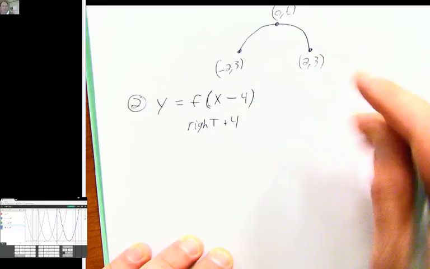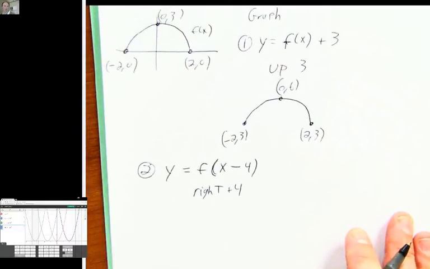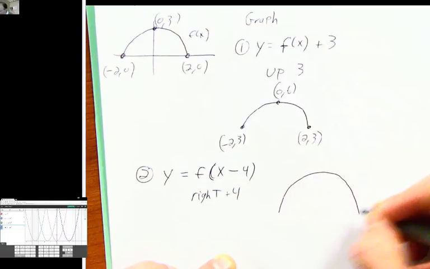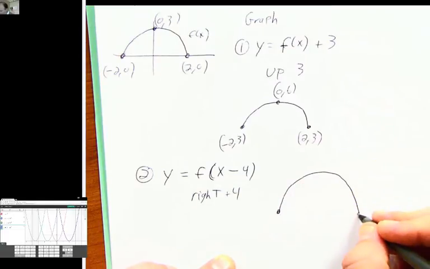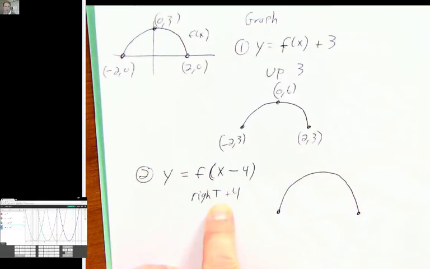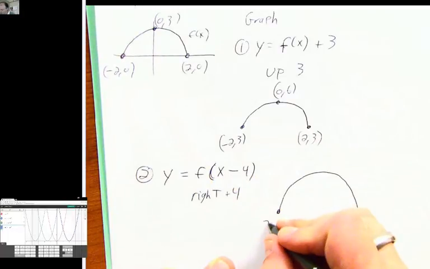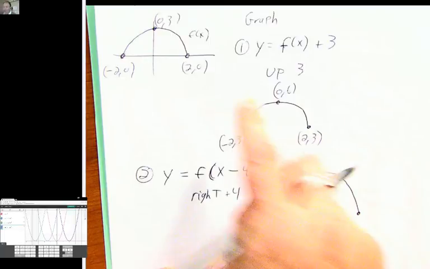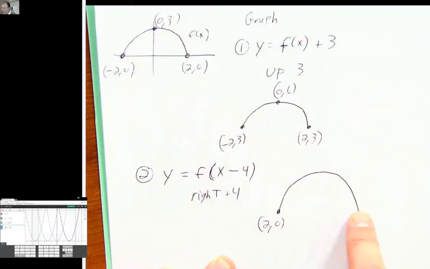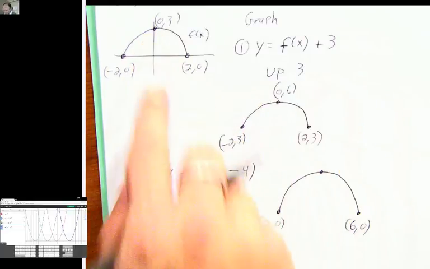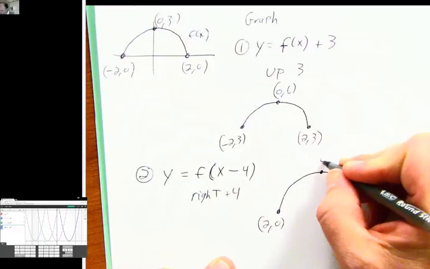So that original f of x graph, as a reminder, is up at the top. And I know that this graph is going to essentially look the same, but the coordinates are all going to be right 4. So if I moved right 4 from negative 2, 0, I would actually be at 2, 0. If you went 2, 0 and you traveled to the right 4, you'd be at 6, 0. Then this point up top, if you were at 0, 3, and you traveled 4 to the right, you'd be at 4, 3.